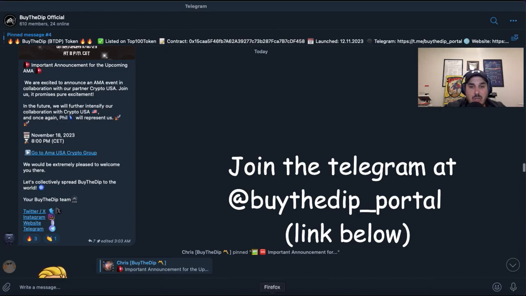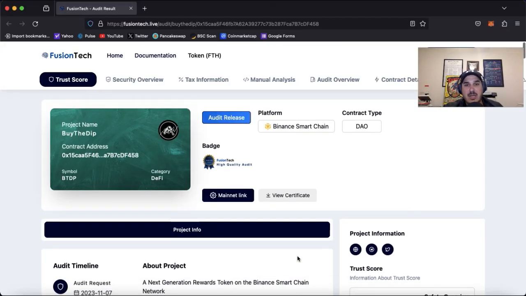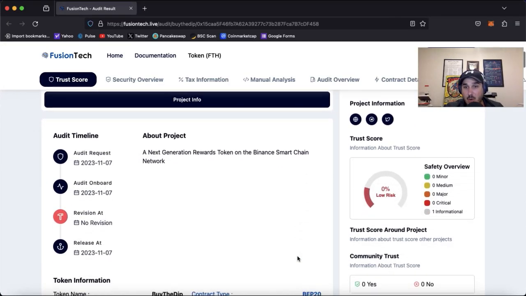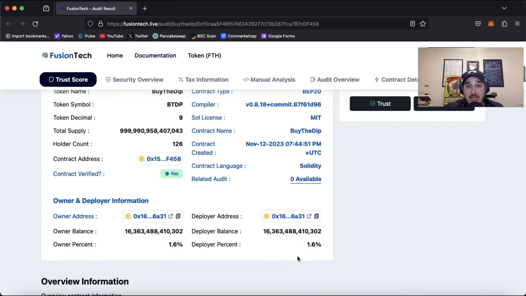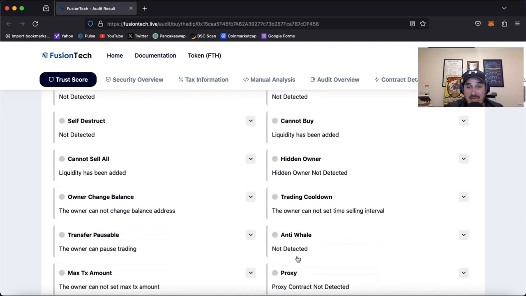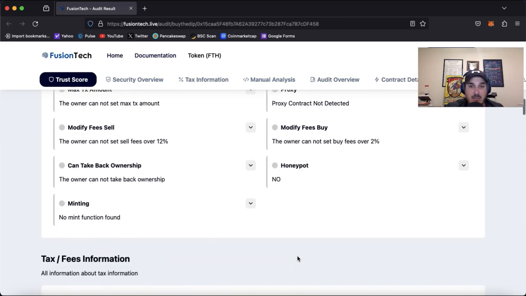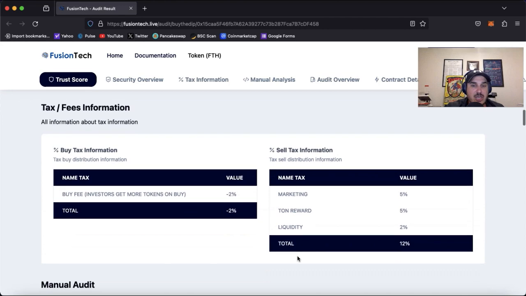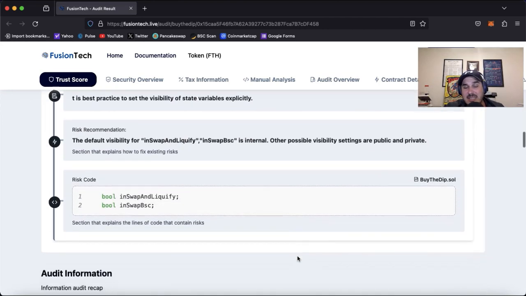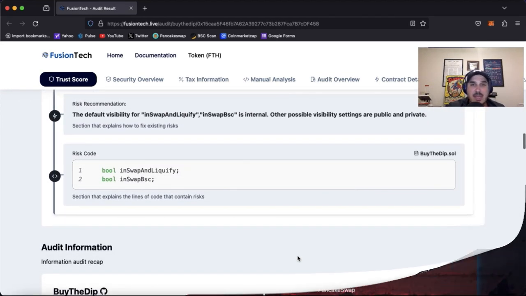Also, did want to hop on over, check out their audit. Went through it myself. Overall, didn't see anything crazy going on, but I will go ahead and link this in the description down below, along with the website, Telegram, Twitter, all that good stuff, so you can easily check everything out. But lastly, let's go ahead and hop on over and just check out that roadmap.